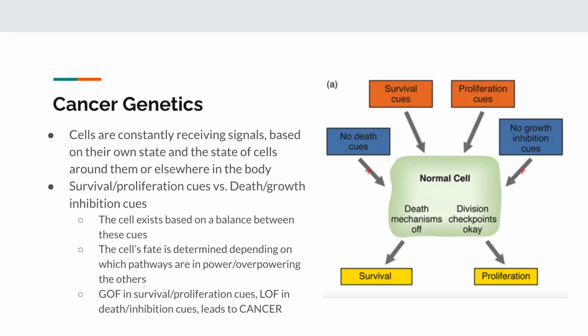And the cell exists in this balance between proliferation and survival cues versus death and growth inhibition cues. It's in this state of homeostasis where it's balancing between all of these and hopefully surviving and hopefully proliferating correctly as needed. And depending on which pathways are the strongest, the cell will carry out whatever final function, whether it's replication or survival or death or proliferation. So if you have a gain of function in the survival and proliferation cues, or a loss of function in death or inhibition cues, you can result in cancer because the cell is not dying when it's supposed to, and it's replicating when it's not supposed to. Sounds good? That's a genetic basis for cancer. Okay.